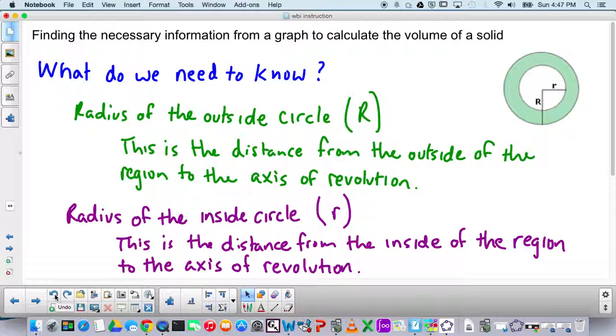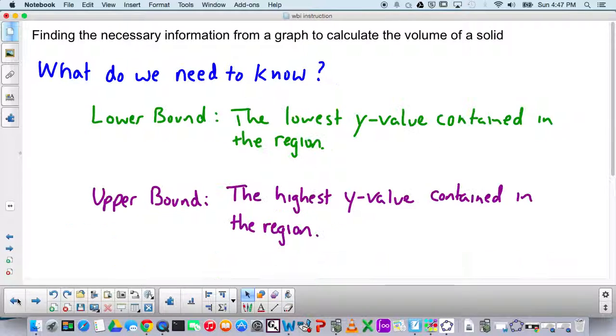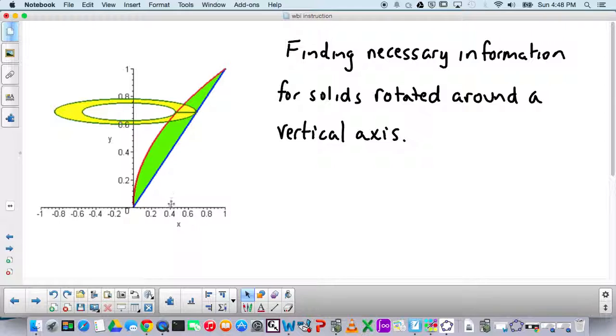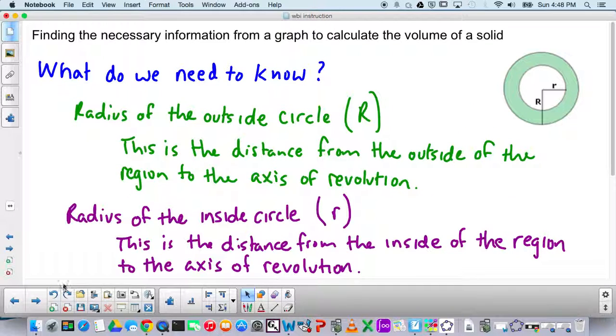We're still going to need to know the radius of the outside of the circle. We'll still denote it big R. It's still going to be the distance from the outside of the region to the axis of revolution. But instead of measuring it vertically, we're going to be measuring it horizontally because it's a distance from a vertical axis. So once again, these functions are going to have to be written in terms of y to be able to set up for integration later. That's the one big change.